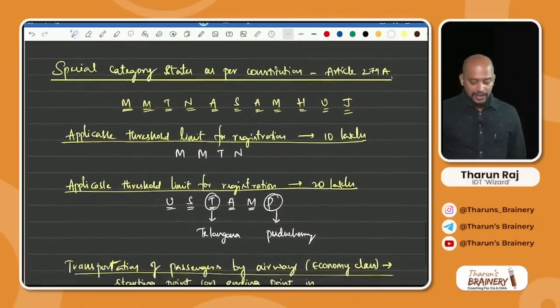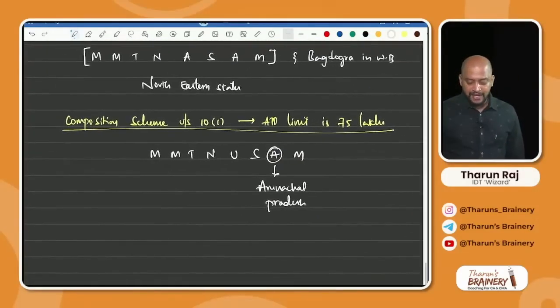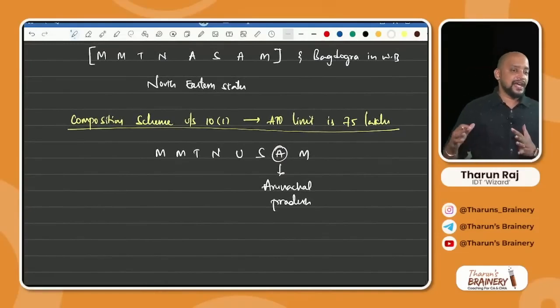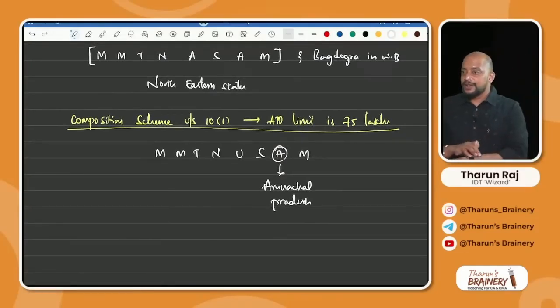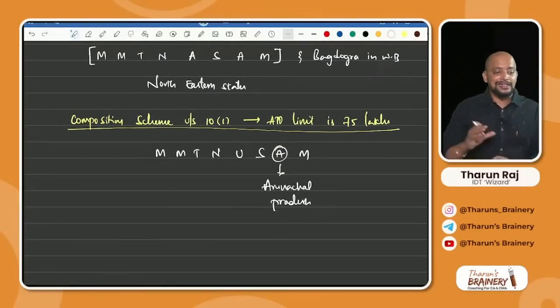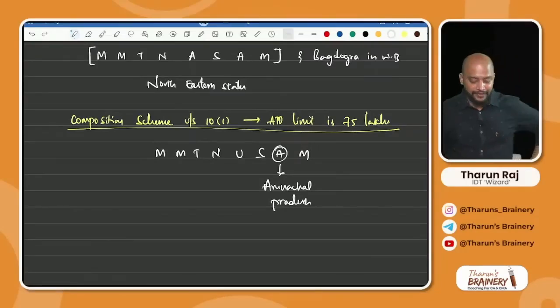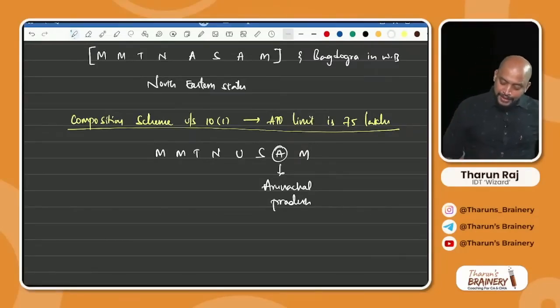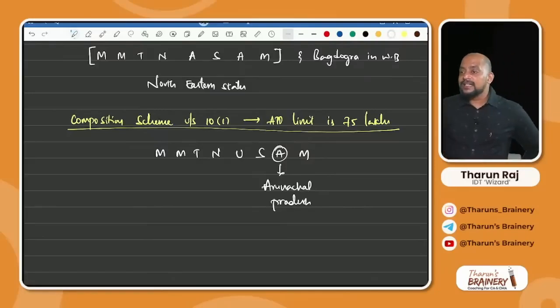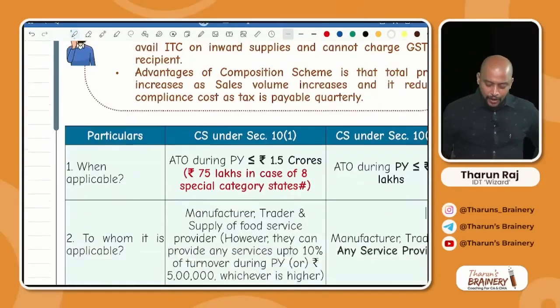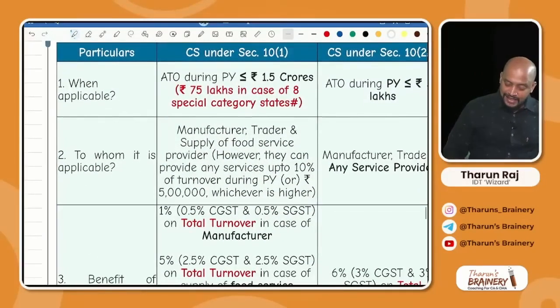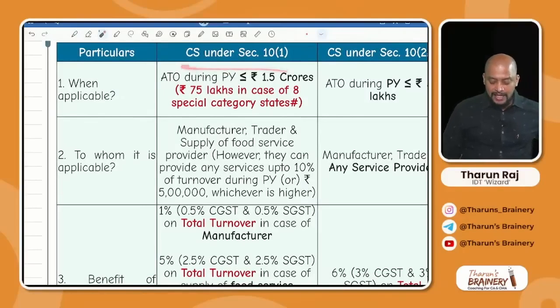So in this, all the points are covered. Wherever we come across different states, everything I have given in one place. So it will be easy, and the MMTN etc. you can make a note of later. Therefore, in case of 8 states, the limit will be 75 lakhs under the 10(1) composition scheme. So first we are discussing the composition scheme under 10(1). If my aggregate turnover during the previous year does not exceed 1.5 crore, in case of 8 states it is 75 lakhs, I can opt for the composition scheme.